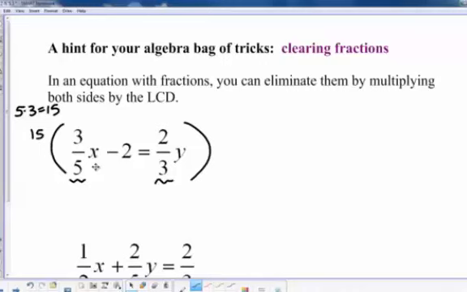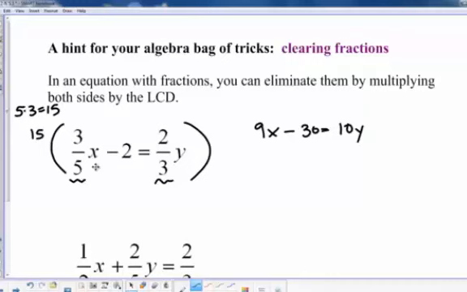15 times 3 divided by 5 would be 3 times 3, which is 9, because the 5s will cancel. And then 15 times 2 is 30. And then 15 times 2 divided by 3 is going to be 10. Do you see how that is way nicer of an equation to work with?